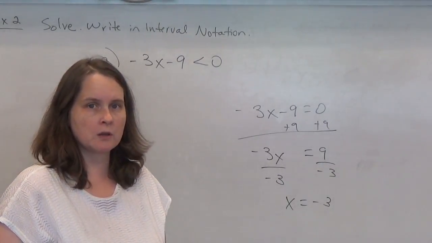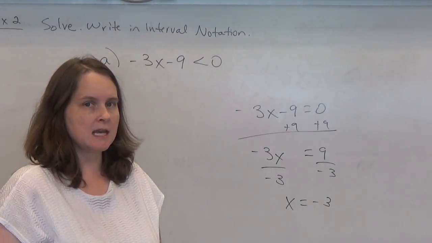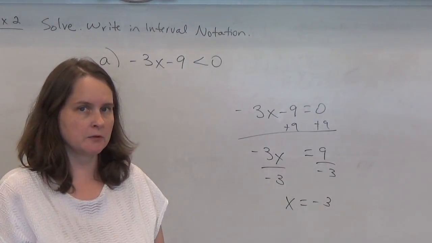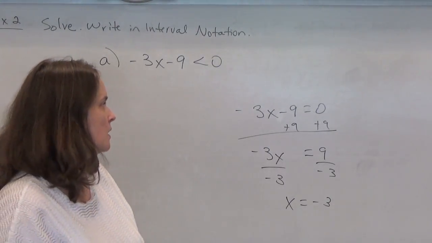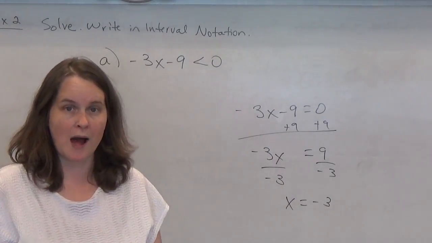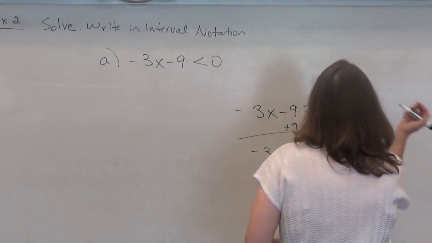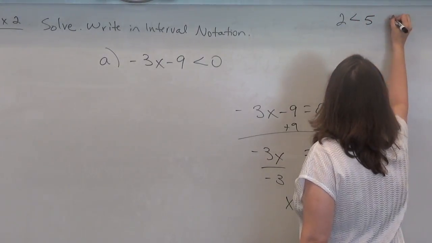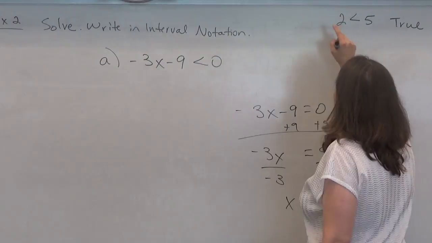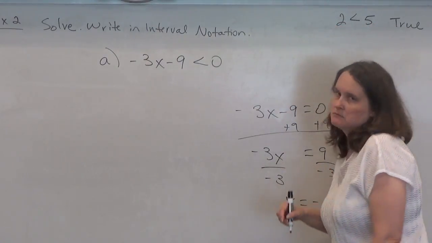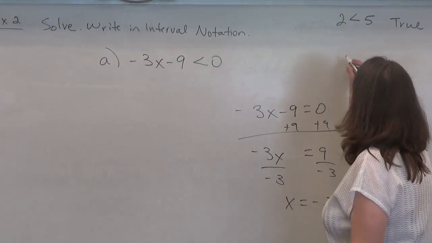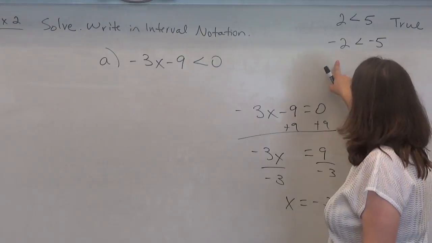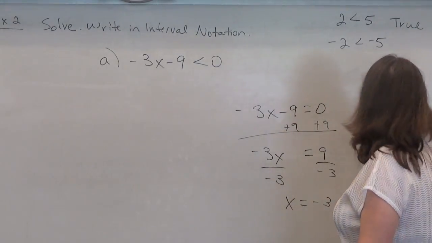If you recall from working with linear inequalities in the past, anytime that you multiply or divide both sides of an inequality by a negative number, you have to remember to flip the inequality symbol. I'll take a moment and explain why that happens. For example, let's say you've got 2 is less than 5. We know that's a true statement. What if I multiply both sides of this by negative 1? That becomes negative 2, negative 5. Negative 2 less than negative 5 is a false statement.